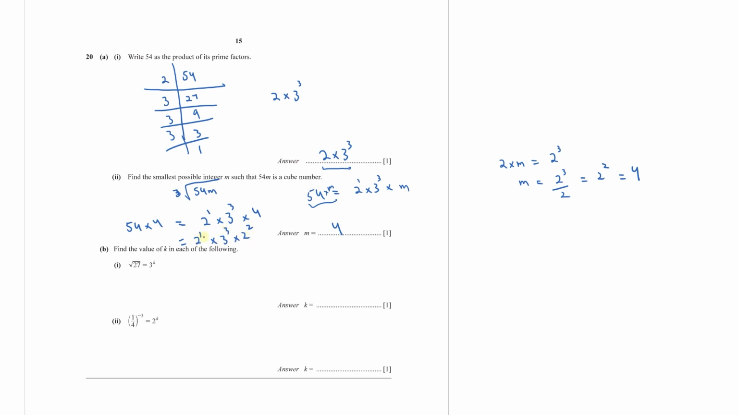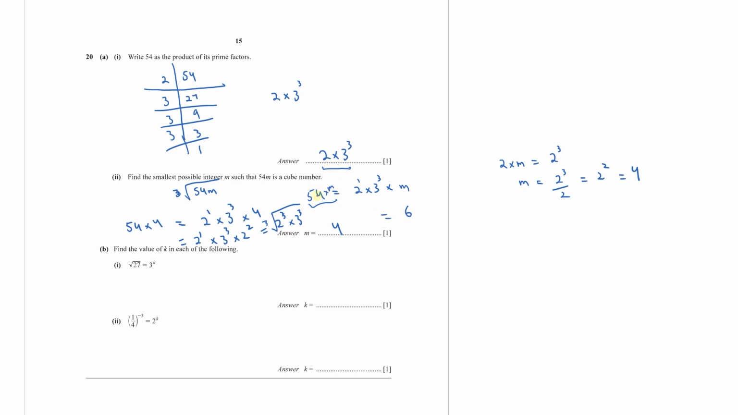And then since I'm multiplying, I will add the powers. So this will give me 2 cube into 3 cube. Now this is a perfect cube. If I take the cube root of this, both these 3 and 3 will cancel out and I will get an answer 6. So 54 times 4, which is m, and if I take the cube root, my answer should be 6.